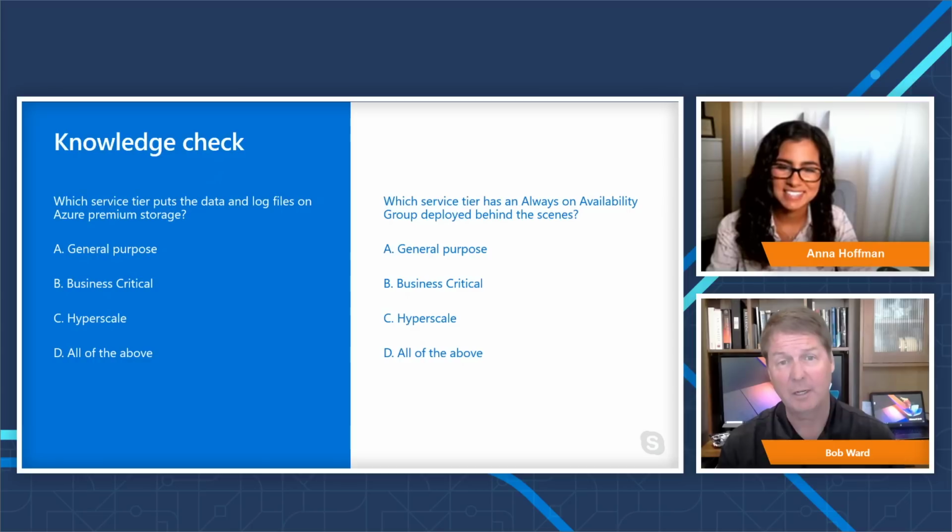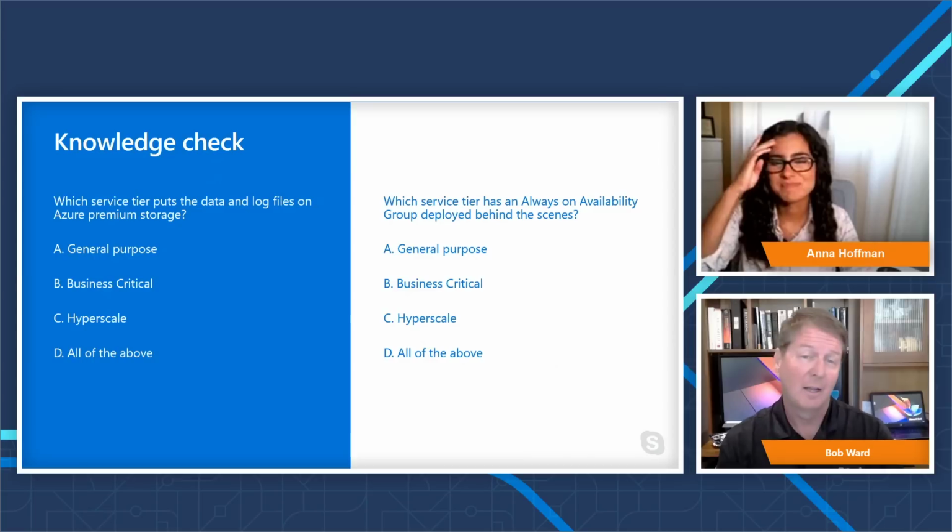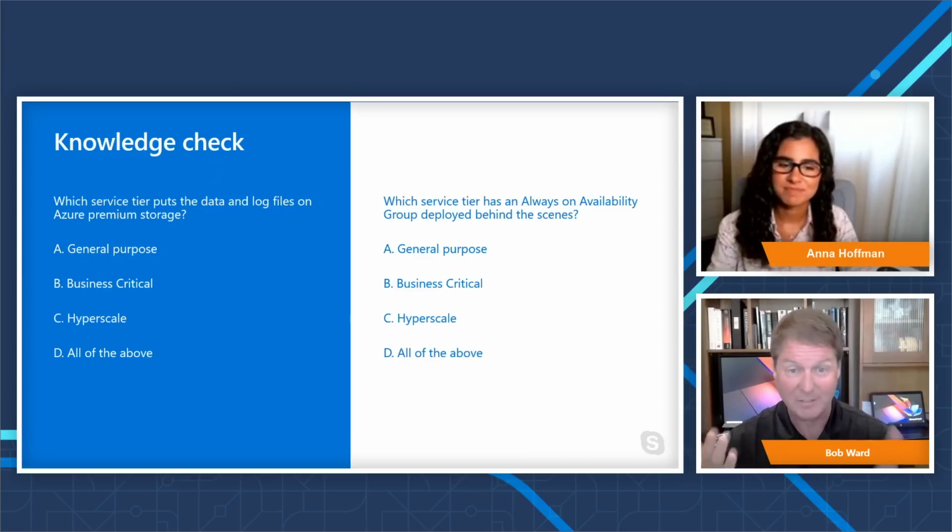Well, if you remember yesterday, we used the Sherlock Holmes method, right? We did an elimination process to answer our questions. I just encourage anybody, I love answering questions that way. I think that's the right way to go after things. I taught my boys how to take tests that way. So in the first one, which service tier, these three choices are service tiers. I'm glad everybody is probably resonating with that. Puts the data and log files on Azure Premium Storage.